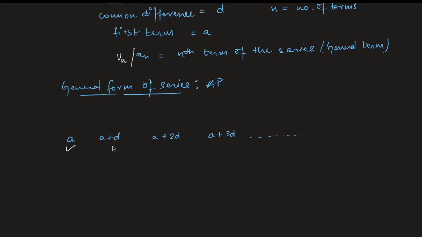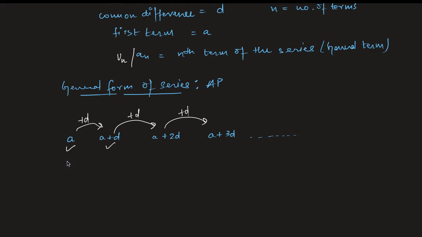So what would be my second term? A plus d, because there would be a common difference. We are jumping it by the common difference. What would be the third term? A plus 2d. Again we are adding the common difference over here. What would be the fourth term? A plus 3d.